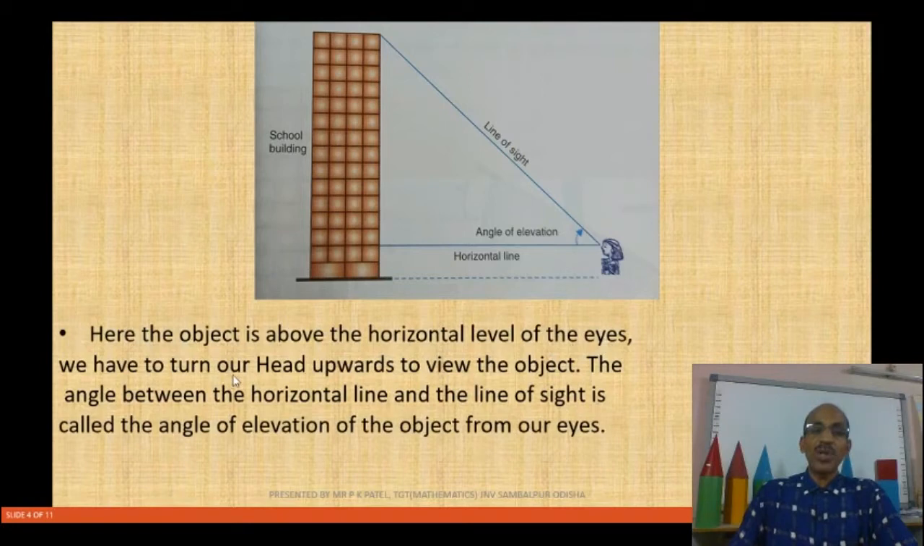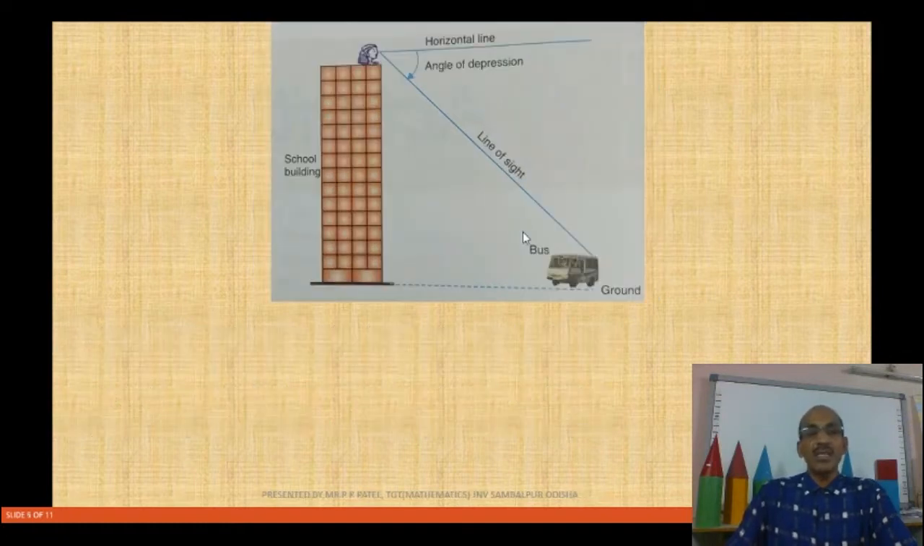We have to turn our head upward to view the object. The angle between the horizontal line and the line of sight is called the angle of elevation of the object from our eyes. In this figure, to view the top of this building, we have to move our head upward. ऊपर को देखना पड़ेगा. Next, mark the another figure.